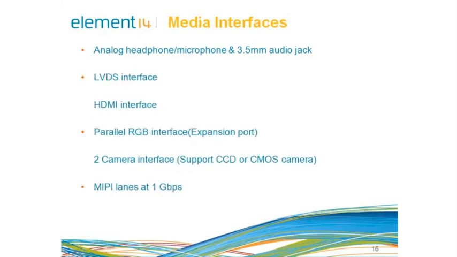Media interfaces available. It has an analog headphone and microphone 3.5 mm audio jack. It has an LVDS interface, which is a display interface that is commonly used today. It has an HDMI interface, HDMI 1.4 version. It has an RGB parallel interface for display that is available on the expansion port, which we will discuss in detail in the coming slides. It has two camera interfaces, and this is where it gets quite exciting. It can support CCD cameras or CMOS cameras as well. It has MIPI lanes at 1 Gbps, so its connectivity to the MIPI lanes is high speed.